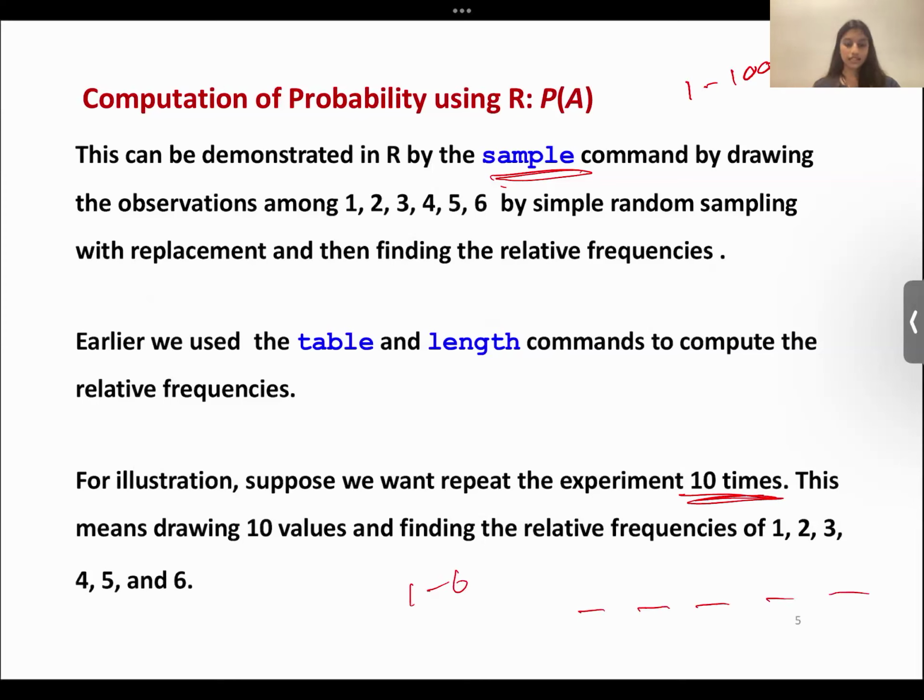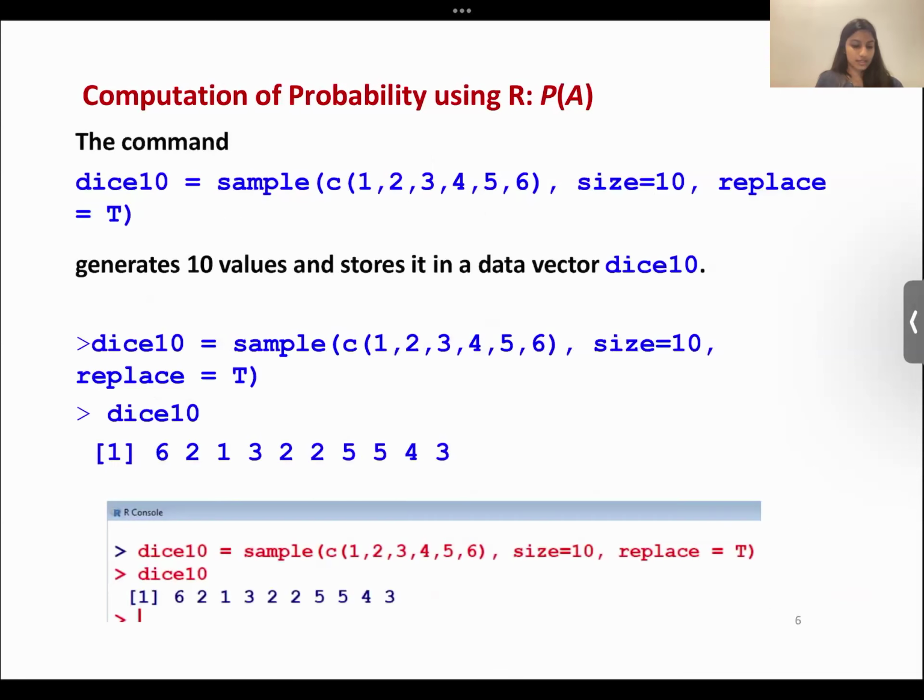So you want to generate this random sample. For that, you use this function, sample. What are the numbers that you want to be randomly sampled? In this case, it's 1 to 6. And how many times? 10 times. If you want 100 times, you do 100. If you want 1000, you put 1000.